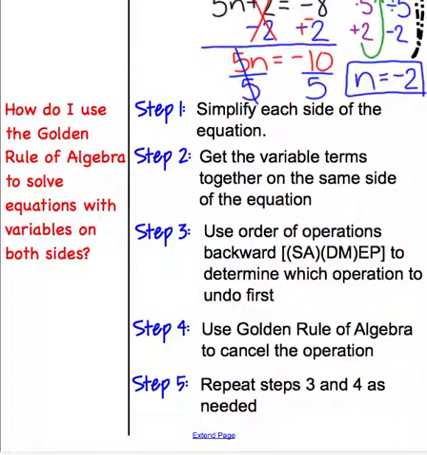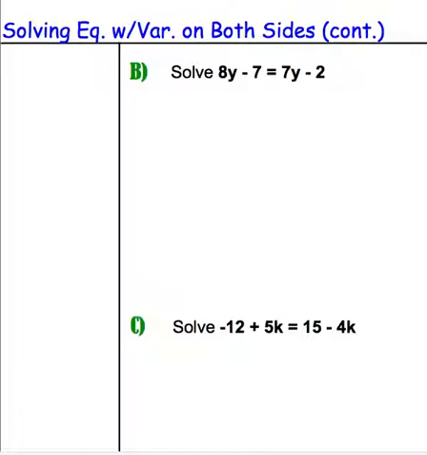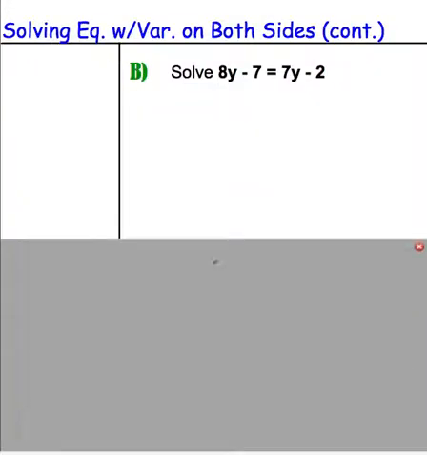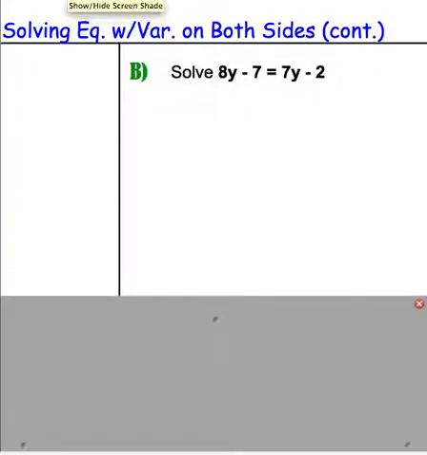So if we move on to the next problem that we have, I'm going to go ahead and put a window shade in here so we have some workspace without having to look at two of them. We have solving 8y minus 7 equal to 7y minus 2. So we've already simplified on both sides.